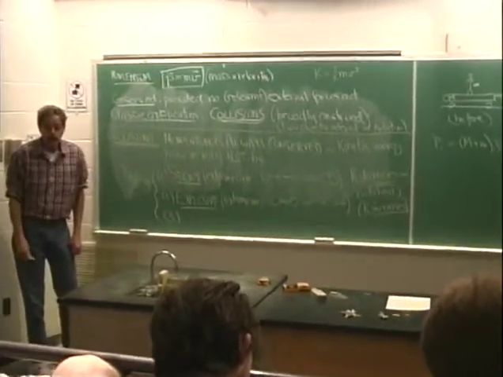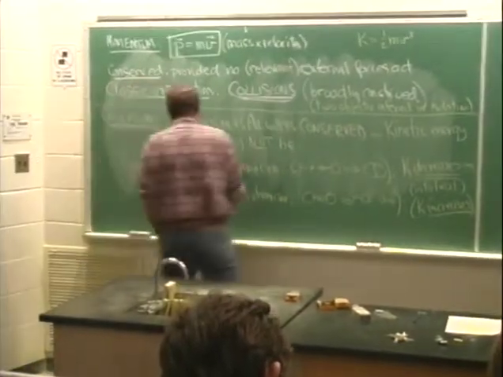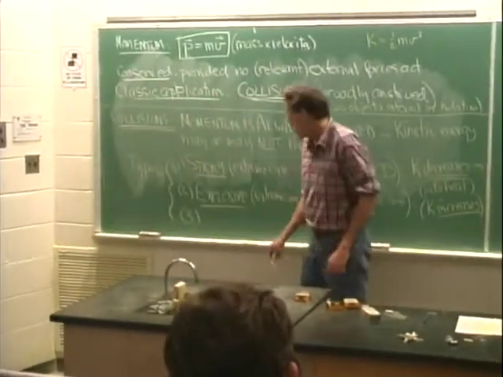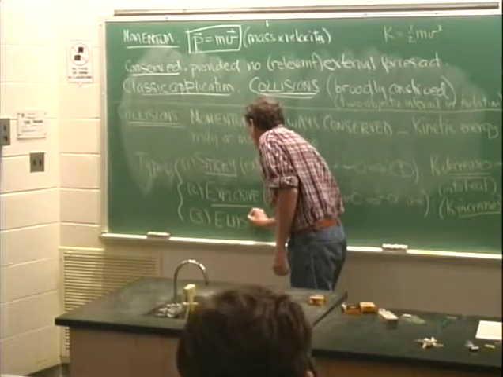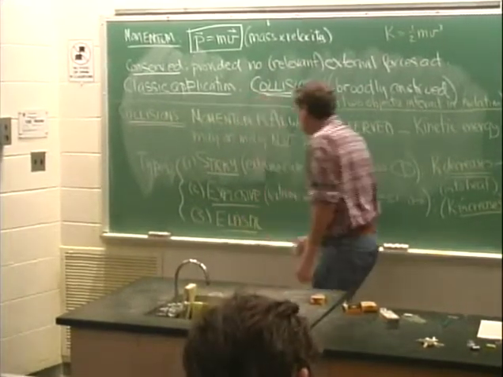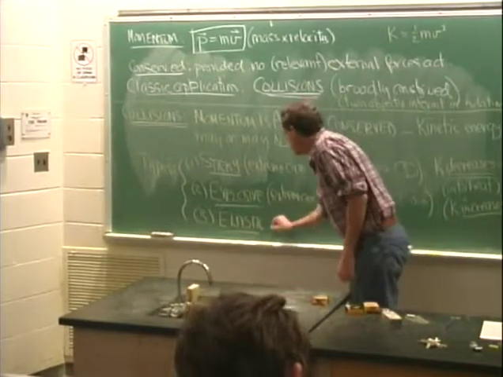The third type of collision is the one in which kinetic energy is conserved. For this there is a code word. The word is elastic. That's a code word in this business. It just means kinetic energy is conserved.